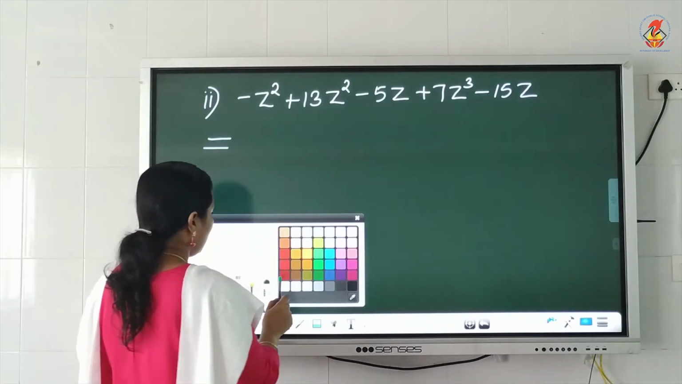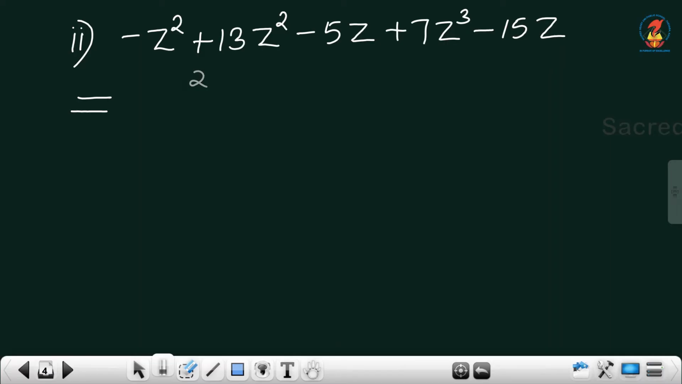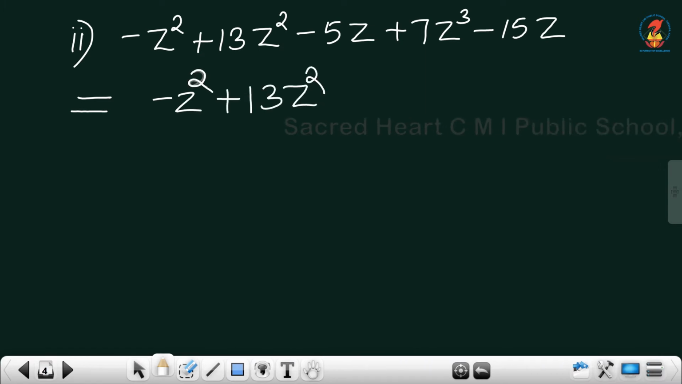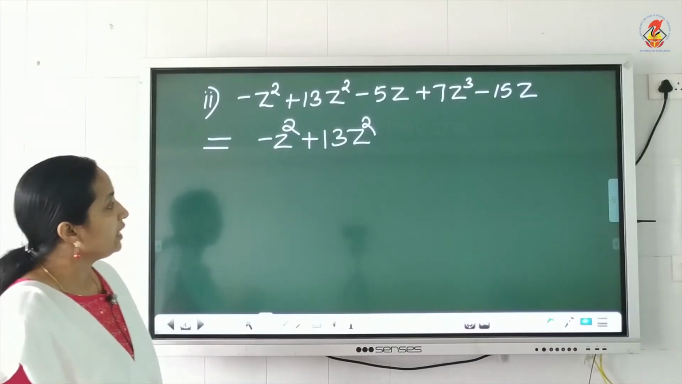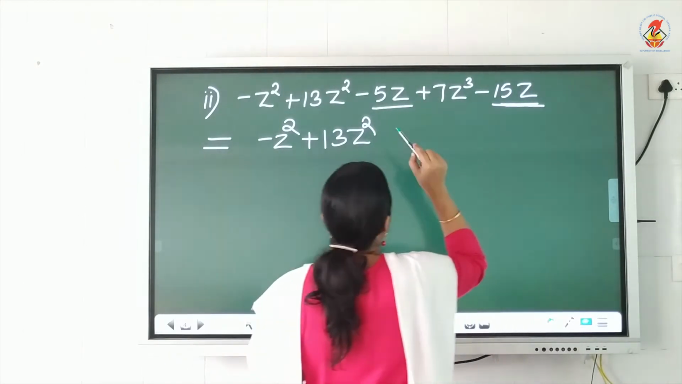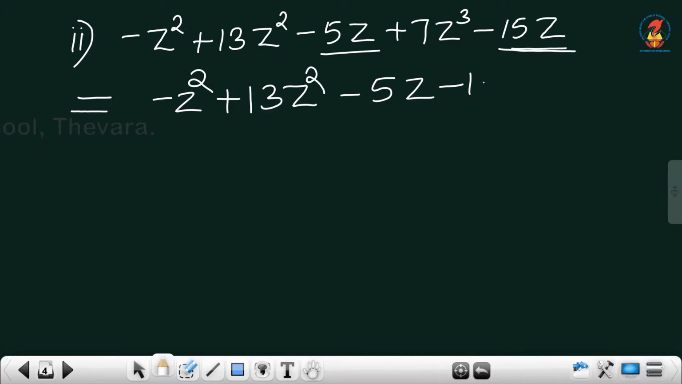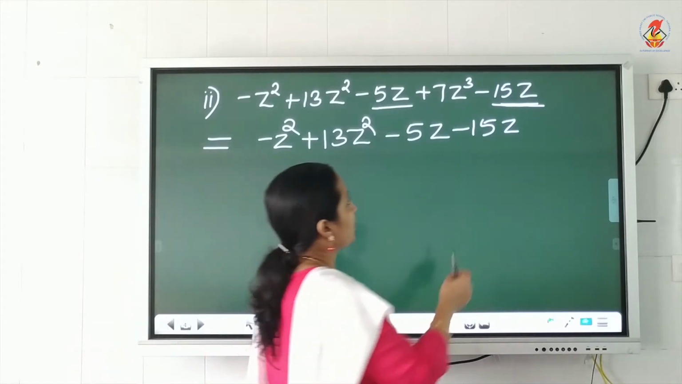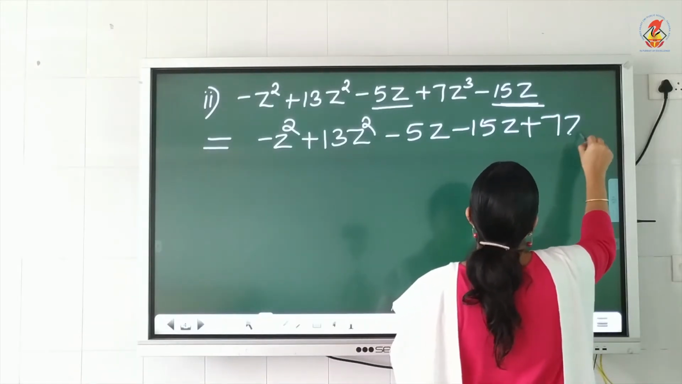Okay, so how will we write? Negative z square plus 13z square. This is one group, okay, because same variable and power also same. Now you find out the other pair of like terms. Here the variable is z, here also the variable is z. So we can say that these two are like terms. So minus 5z minus 15z. Now there is no term having z cube as a variable, so it's a single unlike term. Just write as it is, okay, plus 7z cube.